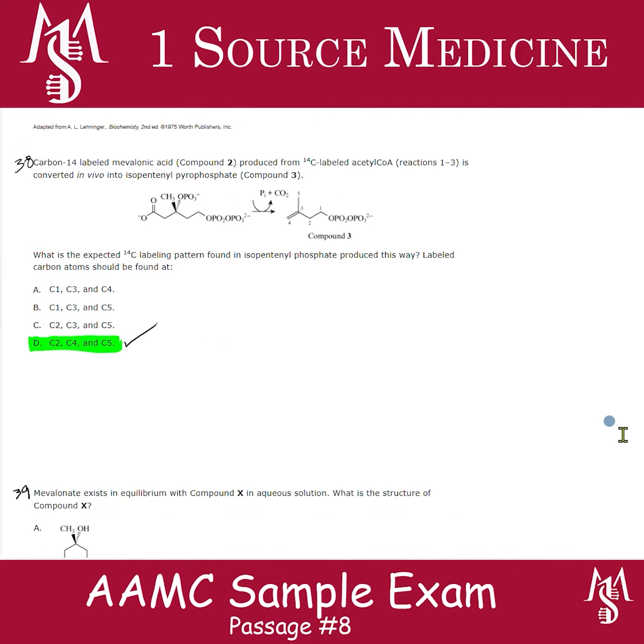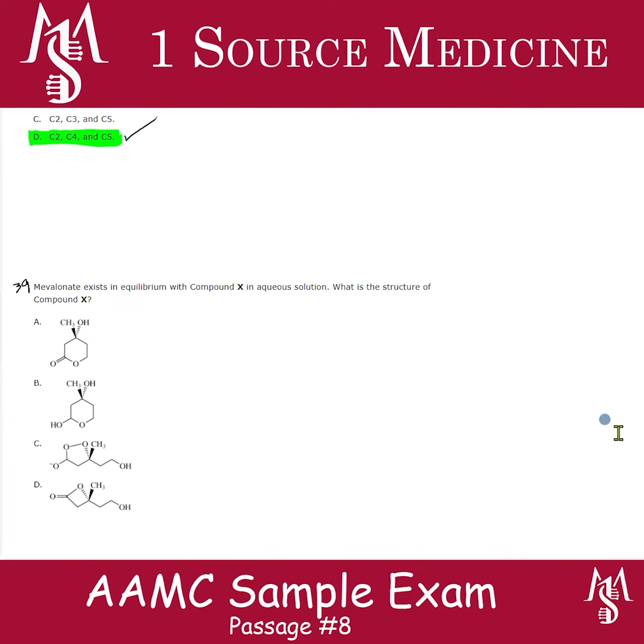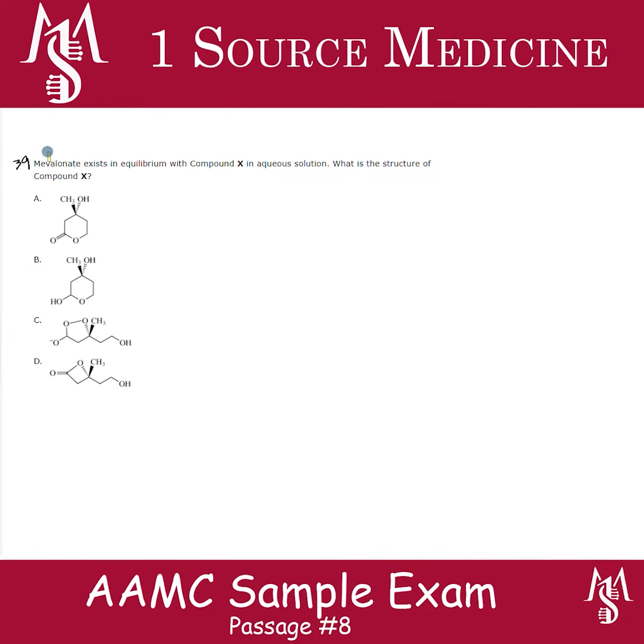All said, we're going to start our discussion here with question number 39, which is the second question associated with this passage. The question reads as follows. Methylonate exists in equilibrium with compound X in aqueous solution. What is the structure of compound X? So the first thing we need to do, obviously, is figure out what the structure of methylonate is, and that is given to us in the passage above. So we are going to go ahead and paste it right here just for the sake of easy reference.